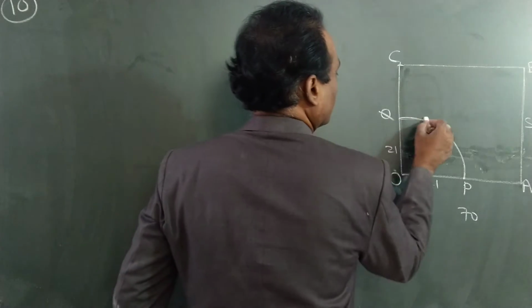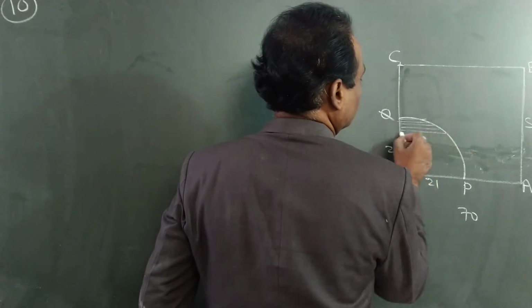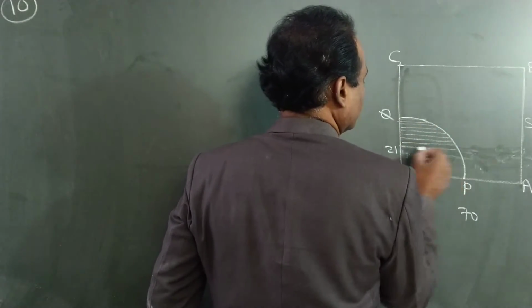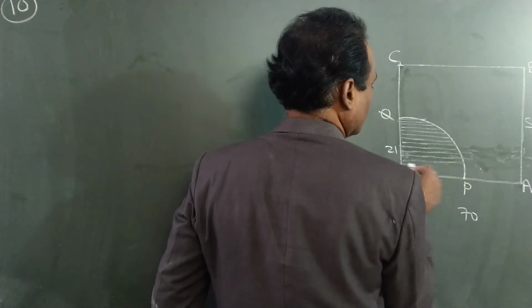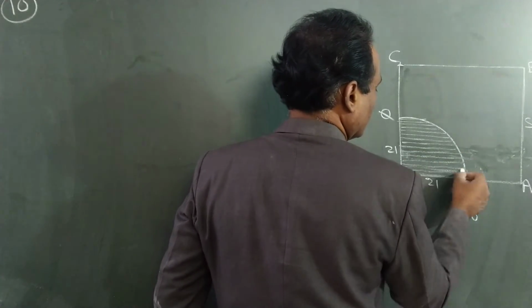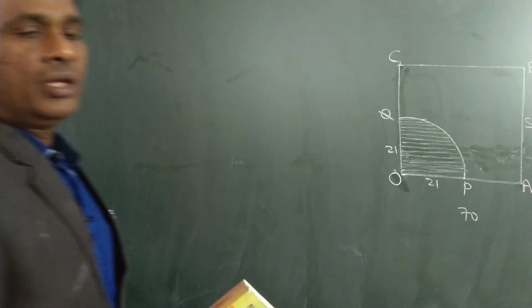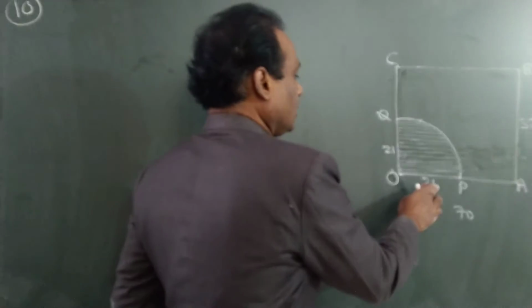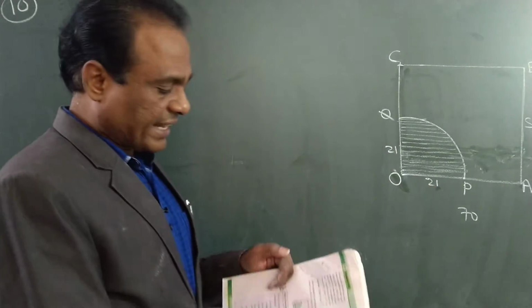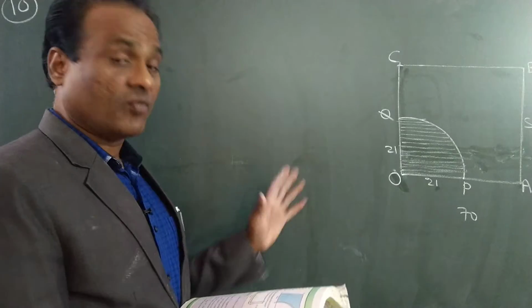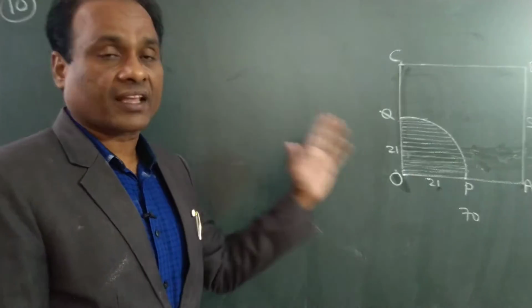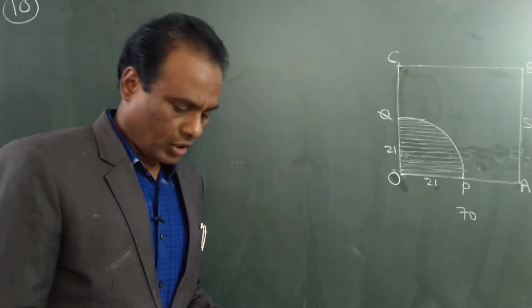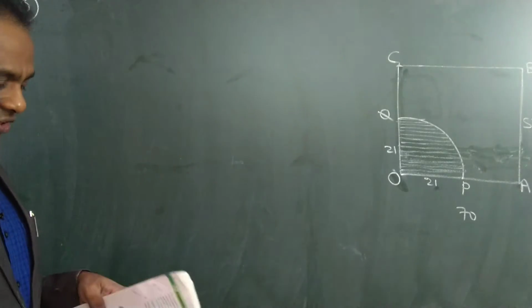So this is the shaded area. See the shaded area. See the textbook, the 10th question, whatever the diagram is given, you draw the diagram neatly, a big diagram. So using the diagram, let us solve the question. How?